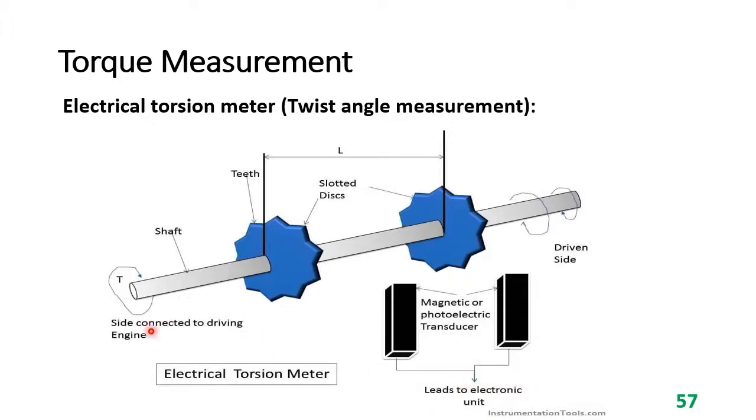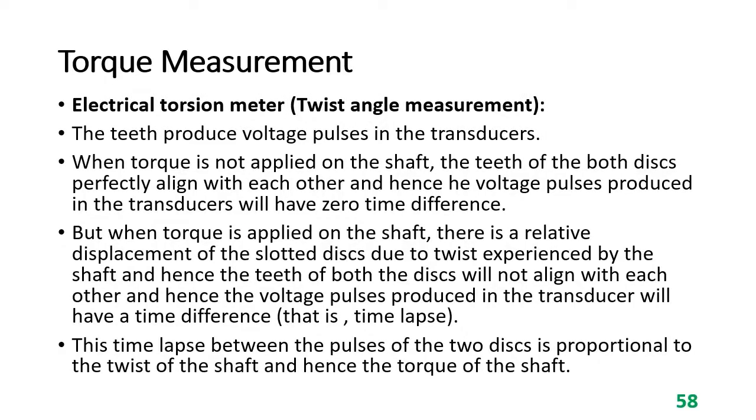When there is no applied torque on this shaft, the teeth of these two slotted discs are perfectly aligned, and there will be no phase difference between the output pulses of these two transducers. But when a torque is applied, the shaft will be twisted to some angle, and hence there will be a phase difference between the output pulses of these two transducers. This difference can be measured with the help of this electronic unit. So this difference will be directly proportional to the applied torque. Here I have written the working of the electrical torsion meter that I have already explained.